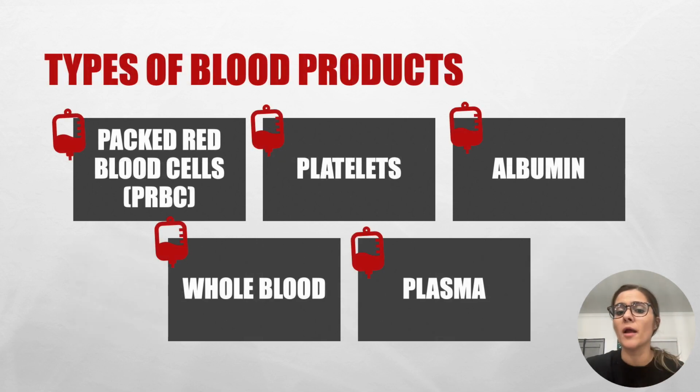Now, what are some types of products? We'll discuss this a little bit more in depth in the next slide. But you have packed red blood cells. They're the most common type of blood. Some platelets. Albumin I've thrown in there because you'll see this as well. You have whole blood, which we discussed, and then you have plasma.